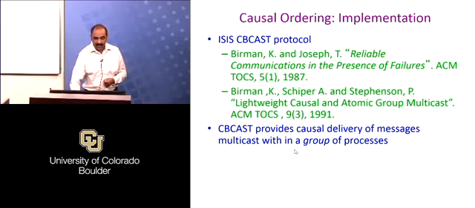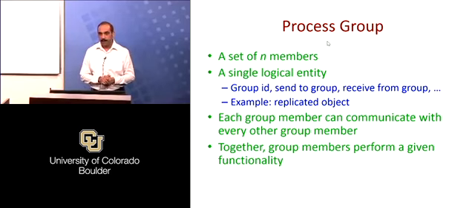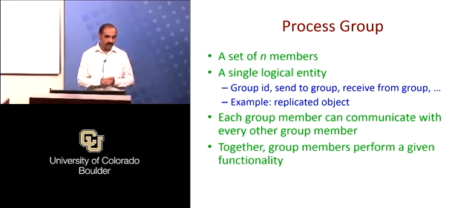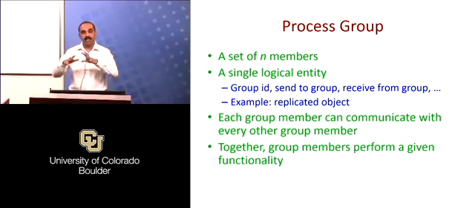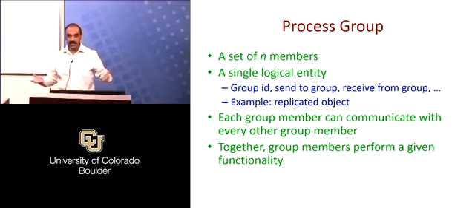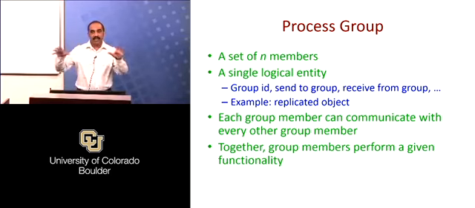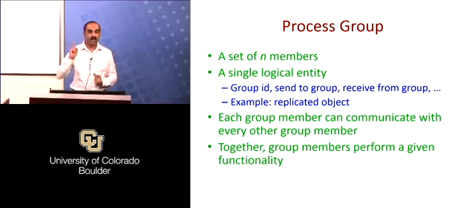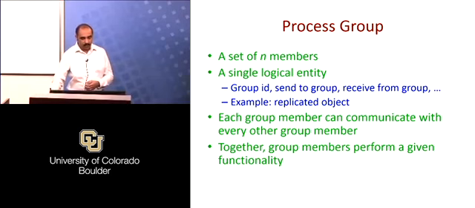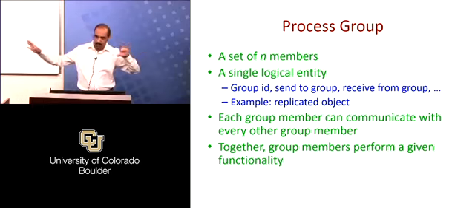ISIS also introduced a concept called a process group. The idea behind a process group is that when you are building a distributed application, it is going to be between a set of processes. Let's call that set of processes a group. To an outsider, this entire set of processes will look like a single logical entity. So that's called a group. A group is identified by a unique group ID. So there is group 1 and group 2, and so on.